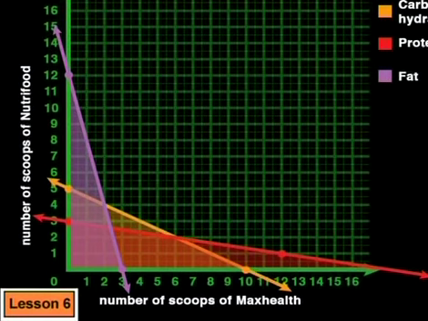However, we don't need to consider every single point in the feasible region. For example, look at this point, 5.5, 3.5. It's in the region, but we don't need to consider it because we aren't working with fractions of a scoop in this problem.